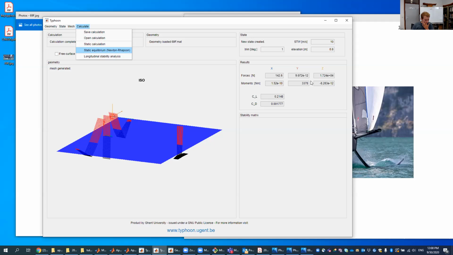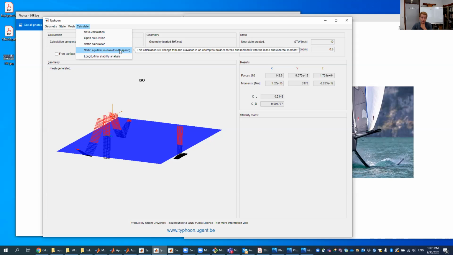Something which is very important, check before you do the static equilibrium, this Newton-Raphson algorithm, is checking whether or not in the situation you have enough lift generated to keep the mass outside of water. If this is not the case, either you need to put the boat deeper into the water and look whether or not it's possible to generate this amount of lift, or you need to increase your speed, maybe change your trim. More positive trim will generate more lift if it's still possible with your moment around the y-axis. But in this case, everything looks good.